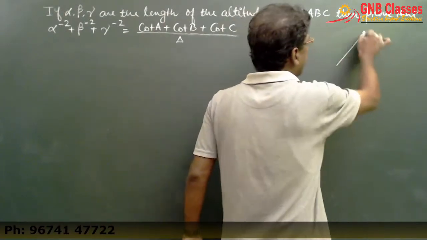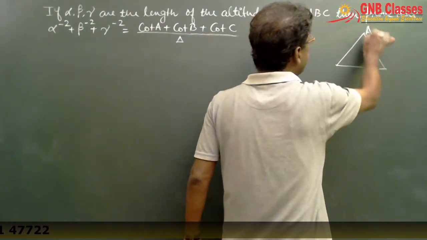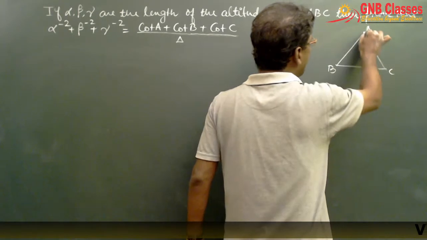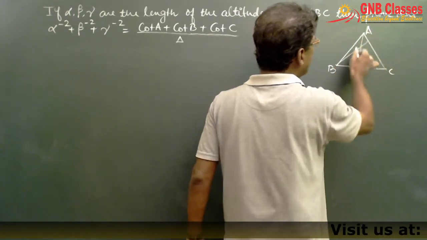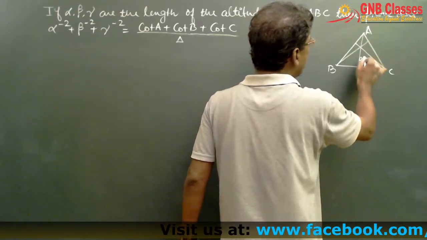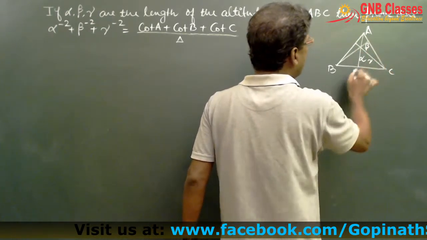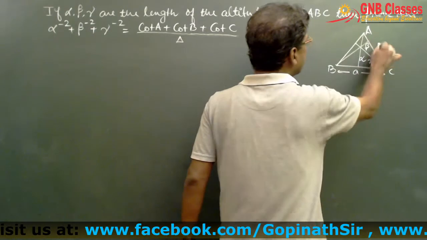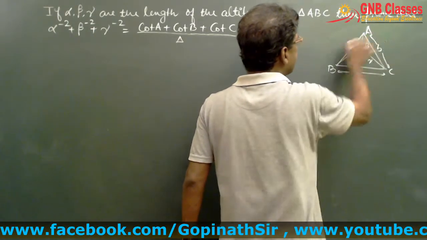Now, let us say this ABC is a triangle and we have drawn three altitudes. The lengths of those altitudes are respectively alpha, beta and gamma. This length is A, this length is B and this length is C, right?